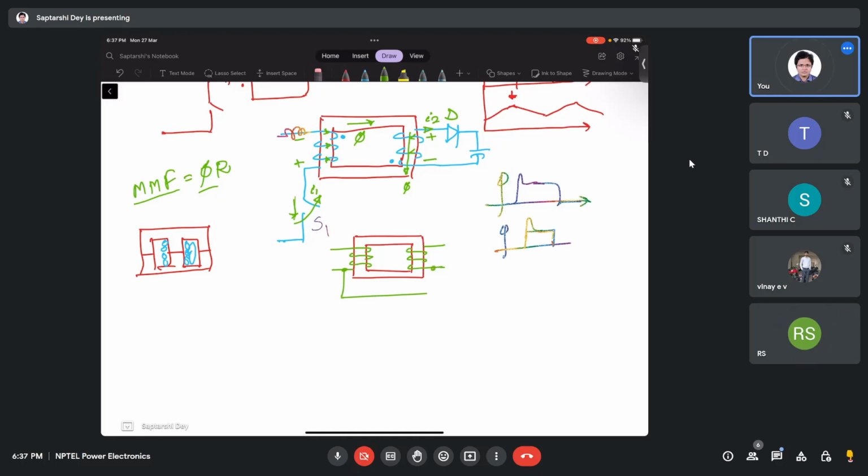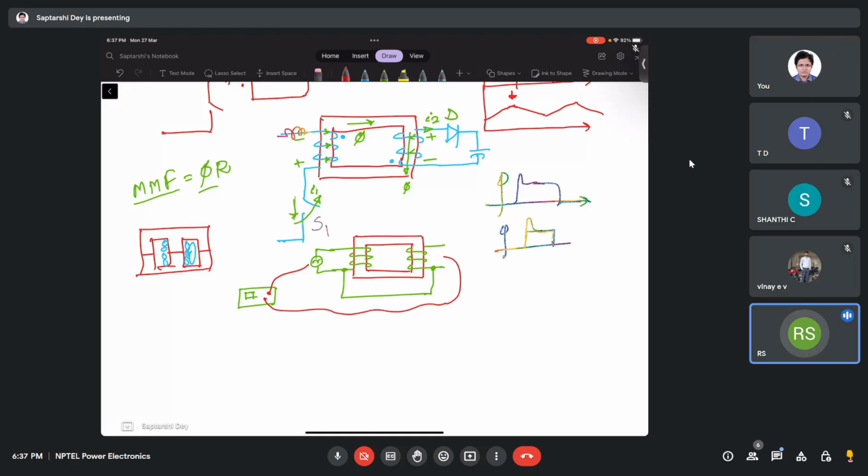You will short circuit these two terminals. If this is a high frequency transformer, you will give a high frequency sinusoidal, say some 10 kilohertz, 20 kilohertz, whatever, here. And you will use an oscilloscope, whose channel 1 you will use to see the voltage of this terminal, and channel 2 you will use to see the voltage of this terminal.